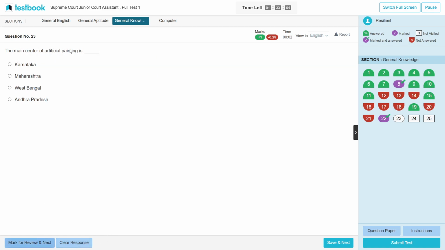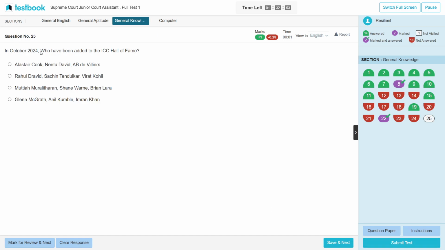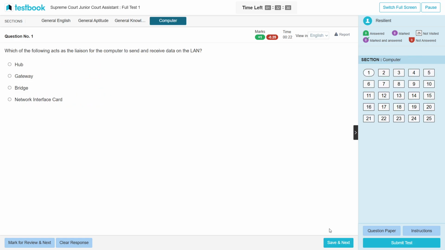The main center of the artificial painting is the Mosque of Malik Shah. In October 2024, who has been added to the ICC Hall of Fame? Shane Warren.